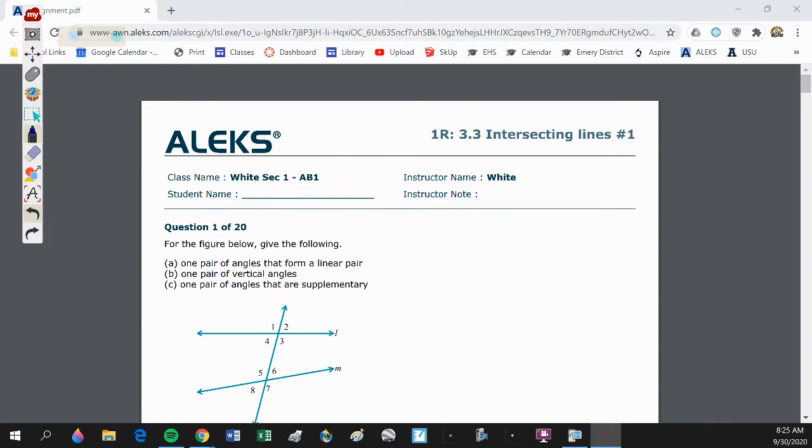Okay, what are vertical angles? Whenever you have an intersection, opposite angles are called vertical. Those two are the same size, and these are the same size. Okay? So vertical angles are always congruent. How do we know that? How can we guarantee that vertical angles are congruent?